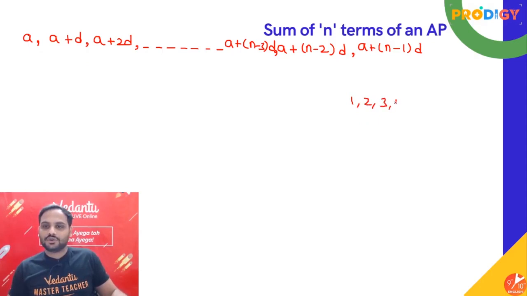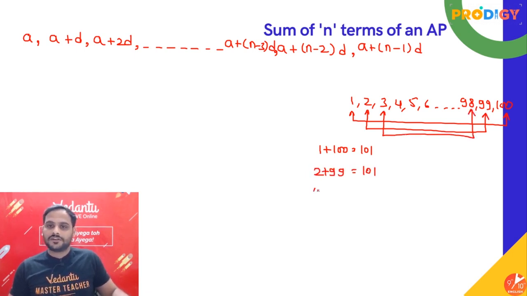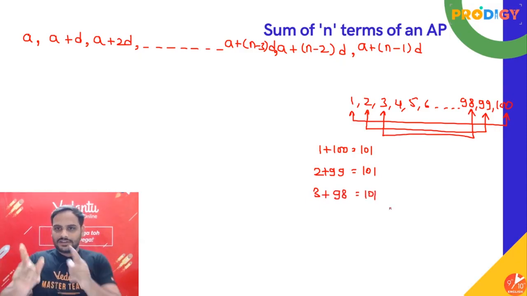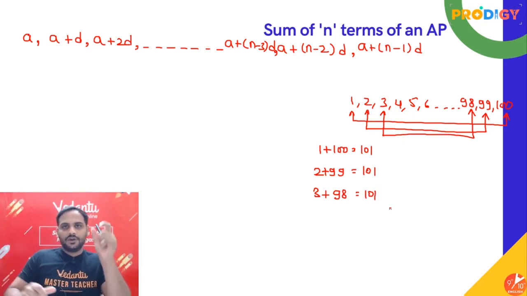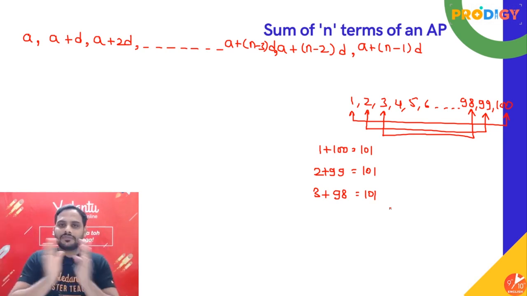Suppose I have 1, 2, 3, 4, 5, 6 and this way 98, 99 and 100. So if I add the first term and the last term, 1 plus 100, my answer is 101. Similarly, if I add the second term and second last term, 2 plus 99, my answer is again 101. If I add the third term and third last term, 3 plus 98, my answer is again 101. So in an arithmetic progression, I can see the sum of the first term and the last term, or the second term or second last term, third or third last, fourth or fourth last, all these sums will be equal.